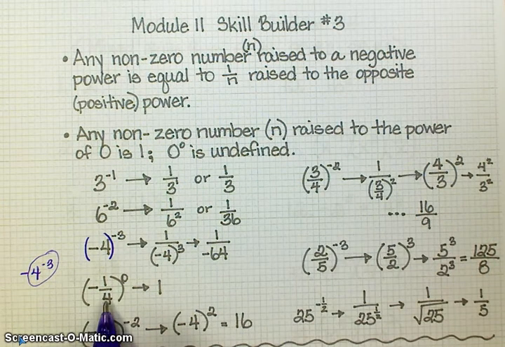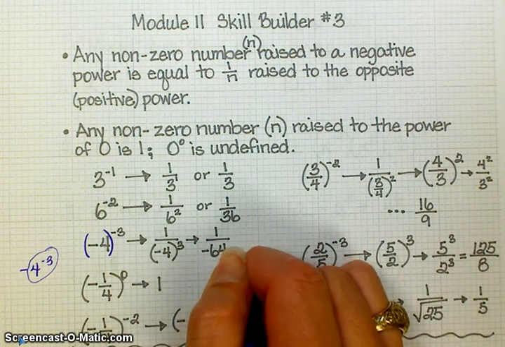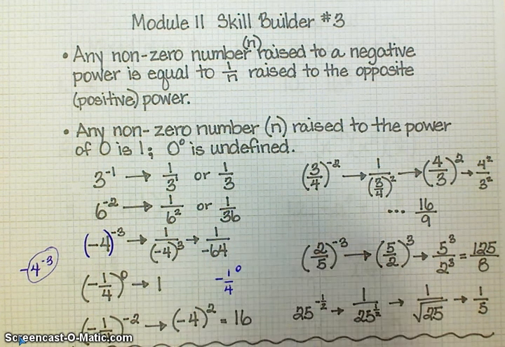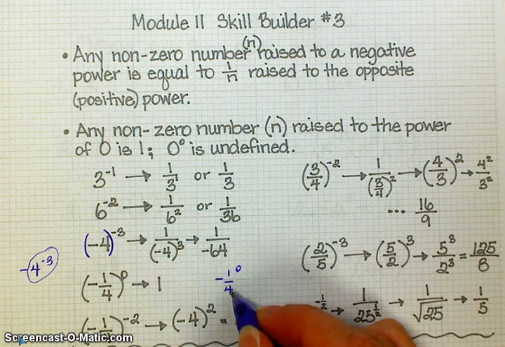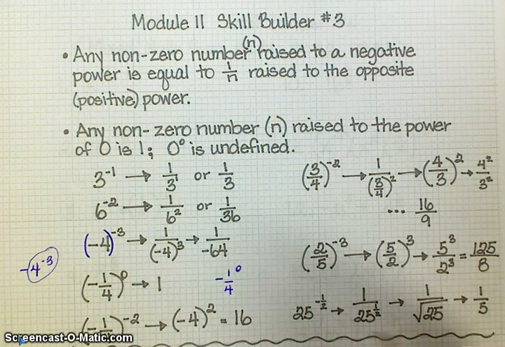Okay, down here you've got in parentheses negative 1/4 to the 0 power, which is 1. If you had this to the 0 power without the parentheses, that would be 1/4 to the 0 power, which is 1, and then the negative of that, which is negative 1. Okay, so just be careful.